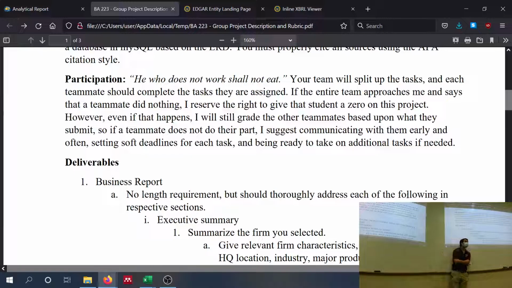I don't know if it's fair or not, but I think it's reasonable to state that up front. Okay? So, I can give someone a 0. I could certainly do that. I suggest you communicate early and often. Okay? But ultimately, I'm grading what I receive.